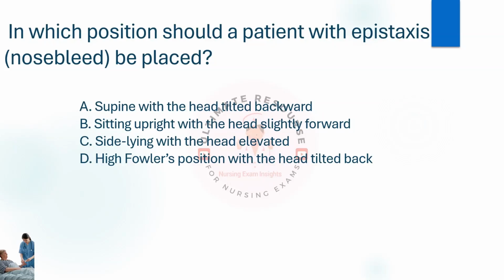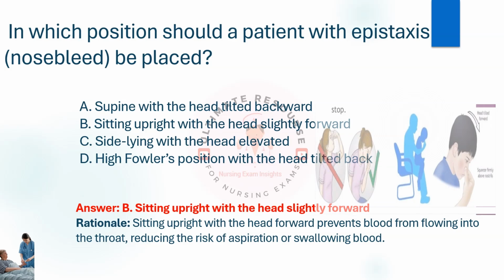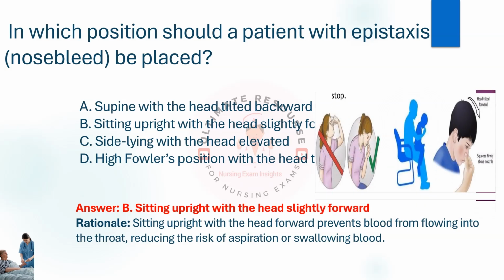In which position should a patient with epistaxis be placed? Options are A. Supine with the head tilted backward. B. Sitting upright with the head slightly forward. C. Side lying with the head elevated. D. High Fowler's position with the head tilted back. Answer is B. Sitting upright with the head slightly forward.